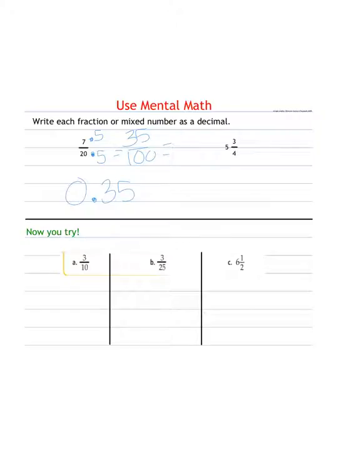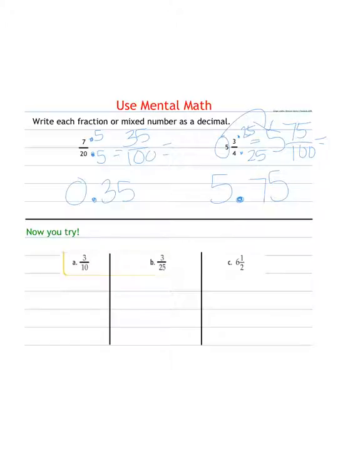5 3/4. Again, I know that I can do 4 times 25 to get 100 on the bottom. So whatever I do on the bottom, I have to do to the top. 3 times 25 is 75, and then I keep my 5. So 5 and 75 hundredths would be 5 and, remember a decimal is "and," 75 hundredths. You do the next one and then check back.